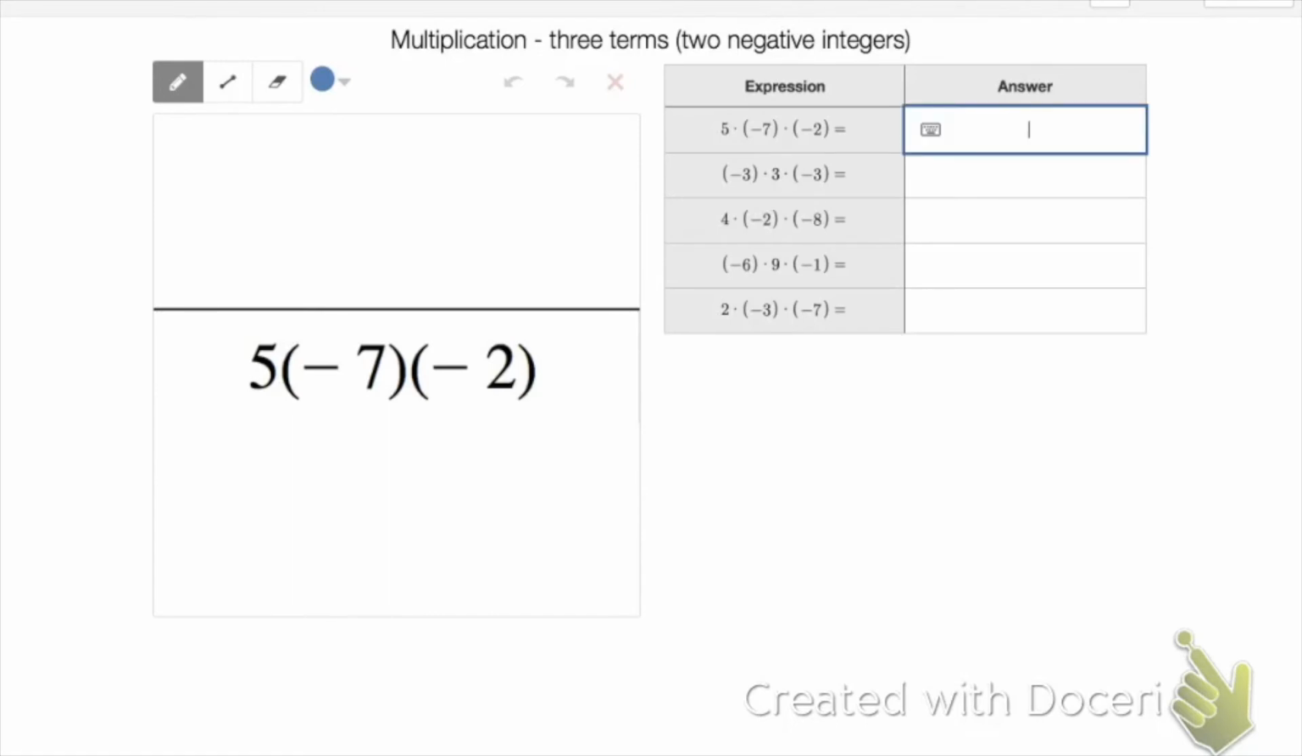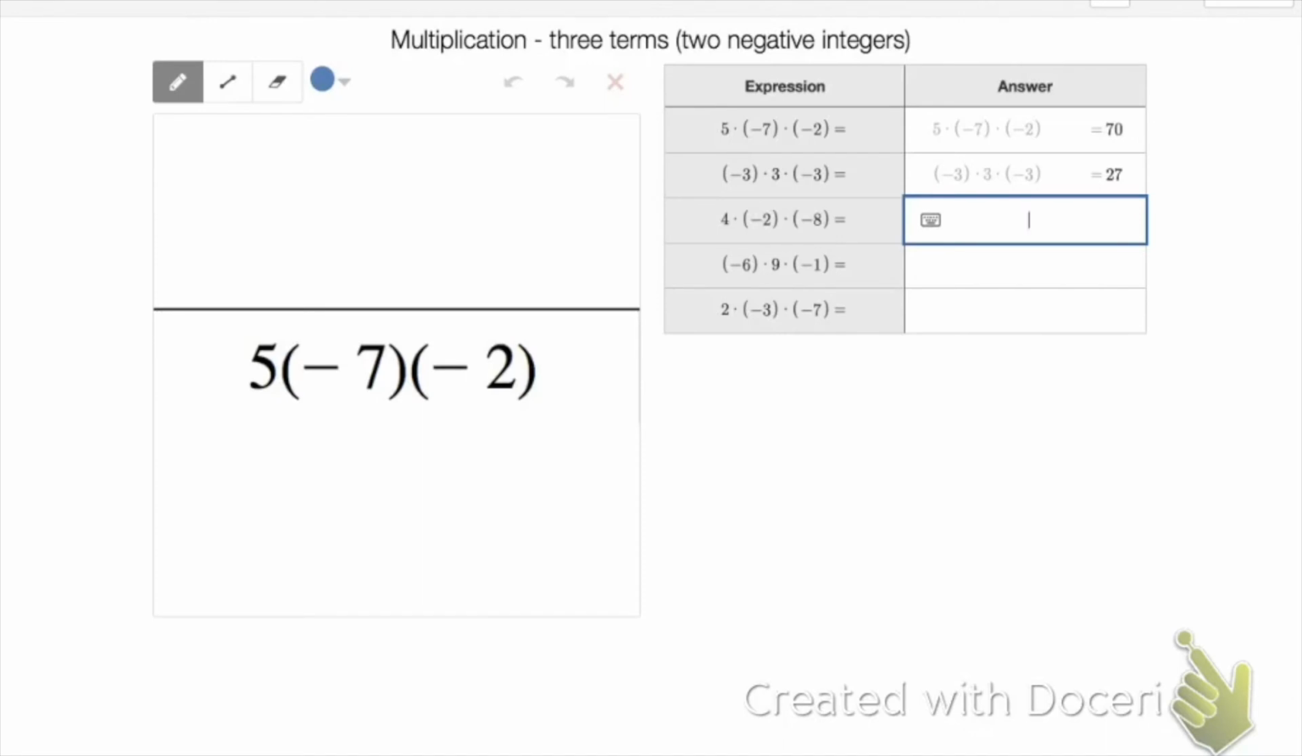So the first one we have is positive 70. So let's use the computer to do it. And when we hit enter, we got positive 70. The next problem, negative 3 times 3 times negative 3. We have 2 negatives, and the answer will be a positive answer. So let's check it. Yes, the answer is positive 27.